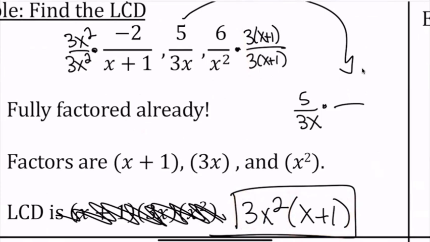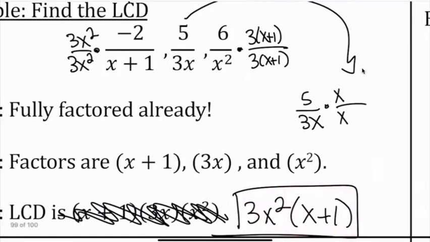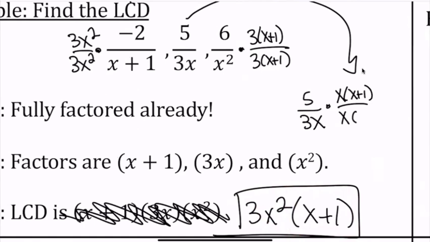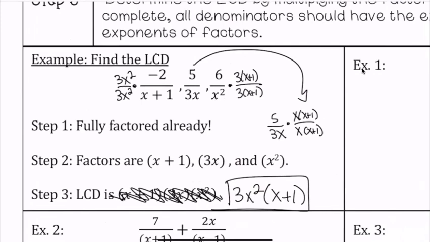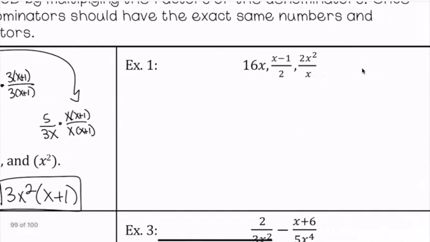This one I think might be the most tricky, in my opinion. It already has the 3. It doesn't have an x squared. It only has 1x. So it's missing an x. And it's missing this x plus 1. There we go. Okay, let's try this one, and then you can try that one.